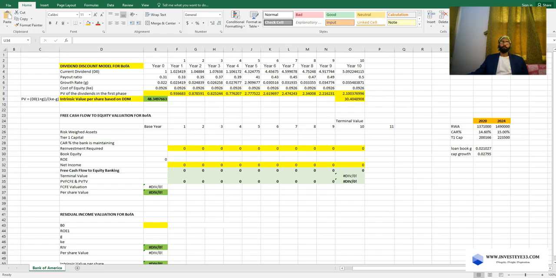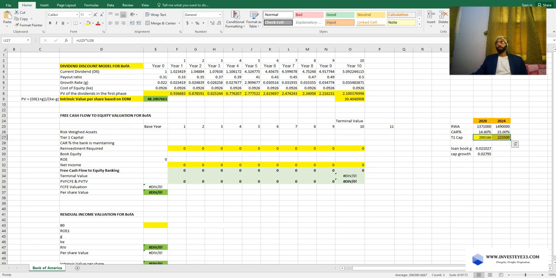Let's do that. So friends, here we have calculated it. You can see in the highlighted portion here, we have taken the risk-weighted assets in millions for 2020 and 2024, used the numbers of capital adequacy ratio for tier 1 capital, 14.6% and 15%, and based on these two numbers we have calculated the respective tier 1 capital also, right? We have calculated the tier 1 capital here. Let me highlight it in yellow.